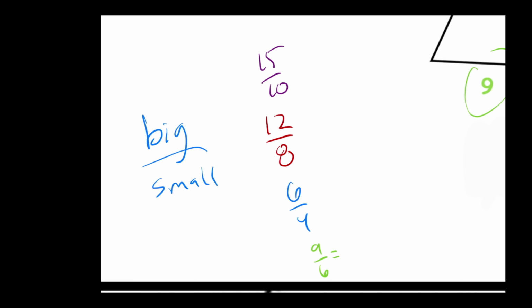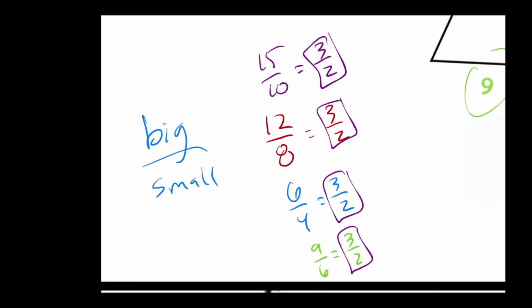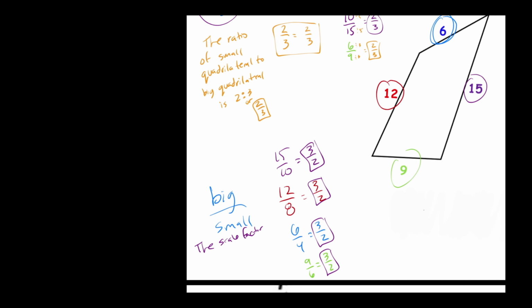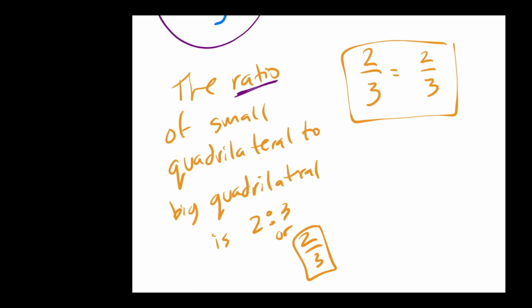And so if I simplify those, guess what I get? 3/2, 3/2, 3/2, 3/2. Okay, and they all should match. All these ratios should match because they're growing or shrinking at the same rate. So you can say in your sentence, the scale factor. Oh, I said ratio up here, huh? You should say scale factor because that's what they're asking for. Same thing though, right? Those two words mean the same thing.